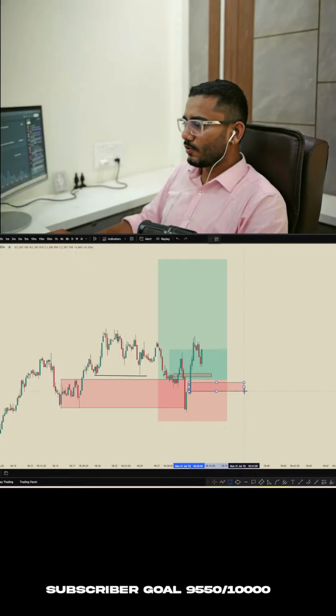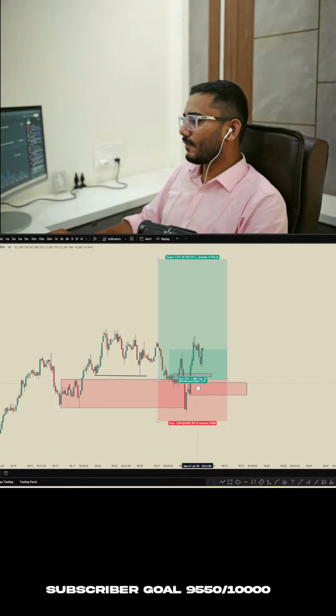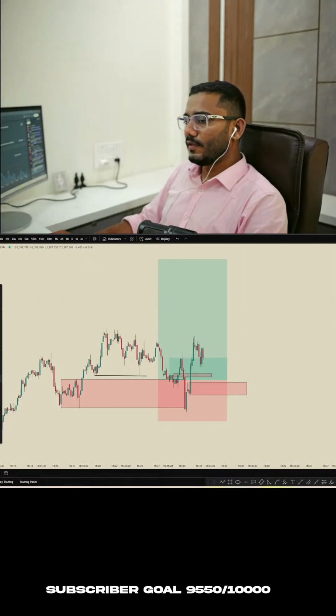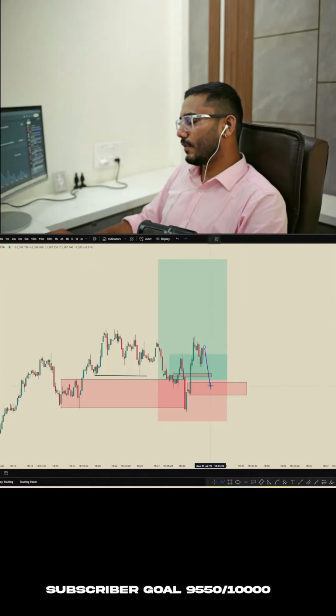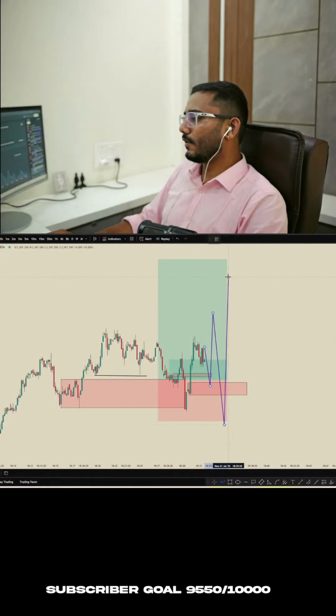So this is our order block, and if this stays unmitigated, it is a good sign that price will go in our direction. If this gets mitigated, then I think price will go to the upside and it will sweep and again create a new liquidity sweep.